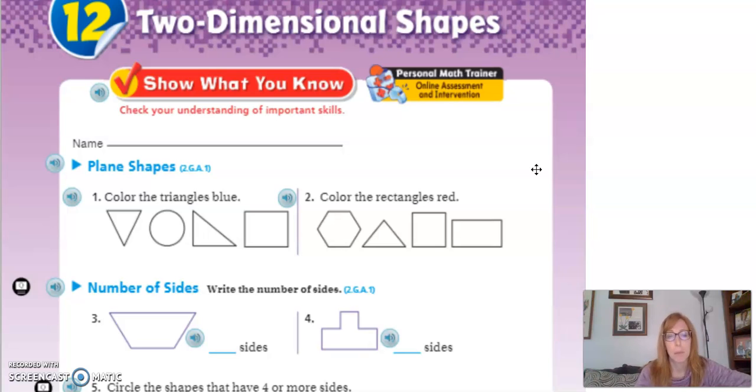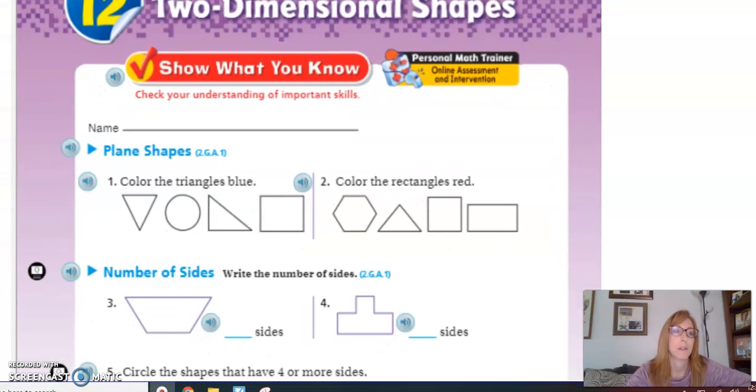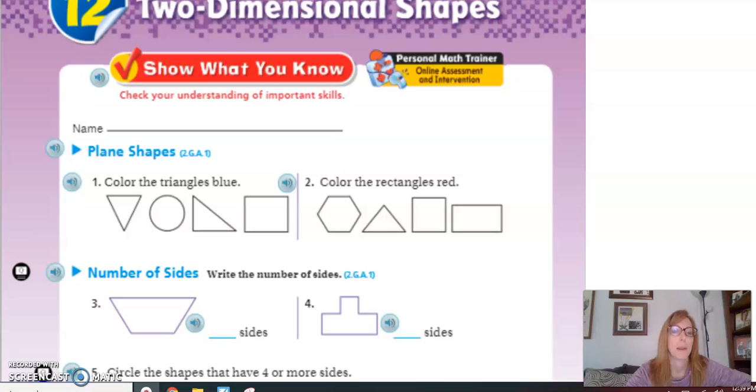Plane shapes. Color the triangles blue. So hopefully you are coloring your triangles. I'm looking for my marker here, but I think it's covered. Let's see if I can find a pen here. All right, so color your triangle blue. Hopefully you all colored your triangle blue. Color the rectangle red. So go ahead and color your rectangle red.